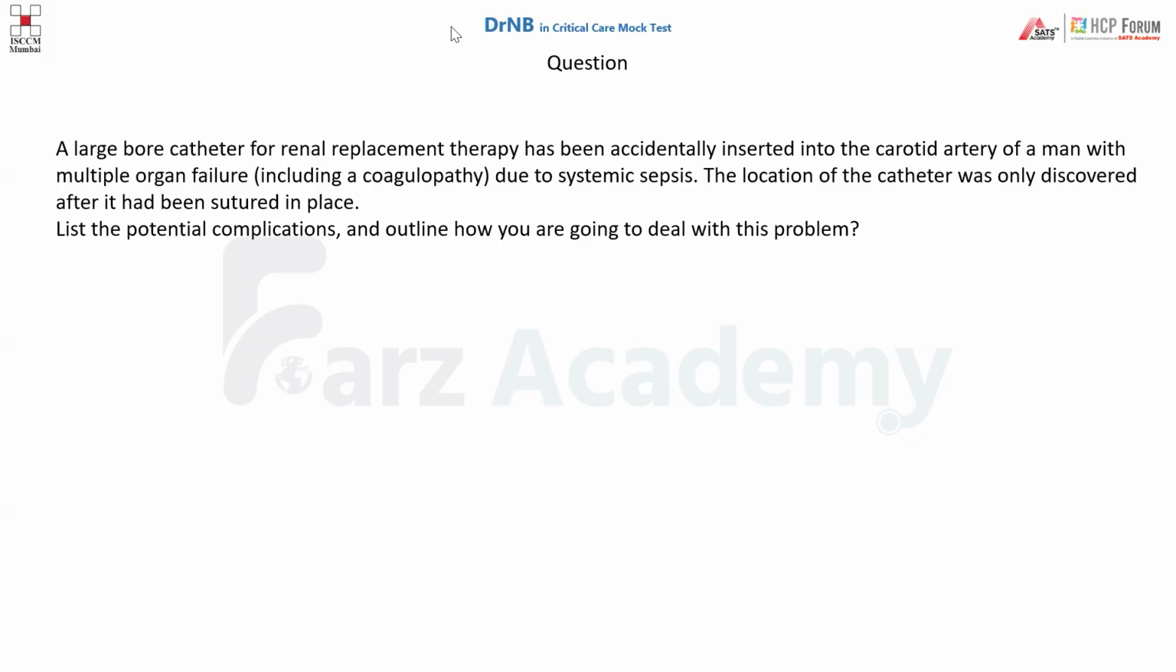Oh, yes. So, we have to assess the location of the exact catheter by doing the X-ray, and we have to see what is our coagulation profile and platelets. Try to correct that and take the help from the vascular surgeon to take it out, preferably in the theater, to avoid vascular complications or critical ischemia to the brain in case the patient bleeds out.